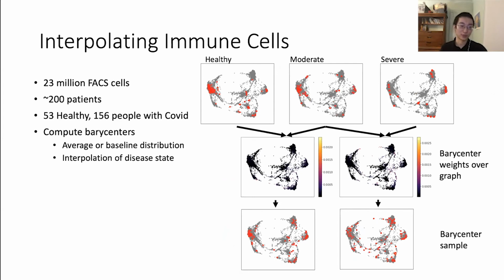The second way we can apply barycenters is to impute between different disease states. So imputing between moderate and severe, or healthy and moderate, we can get a more continuous picture of the disease progression. And so here we show how we interpolate on the graph and then compute samples from this.